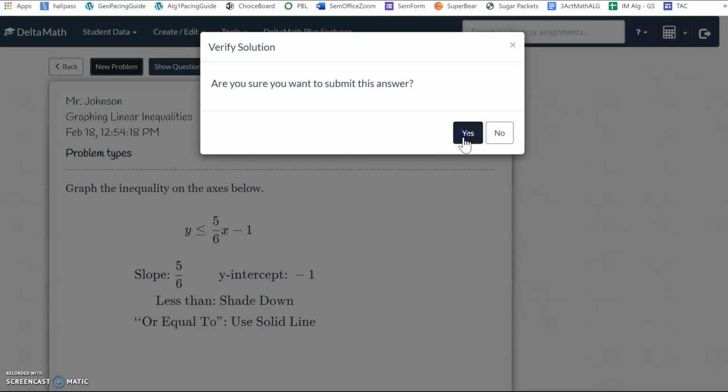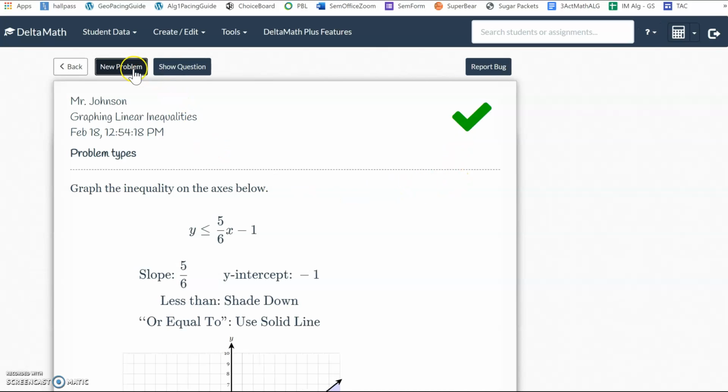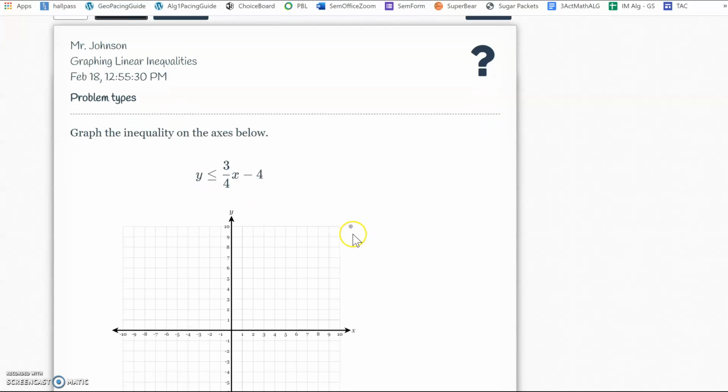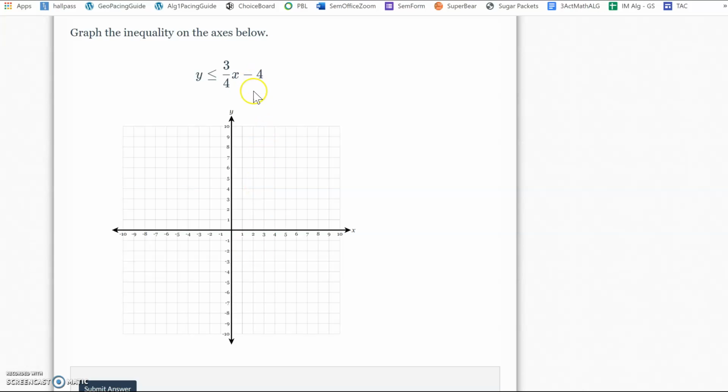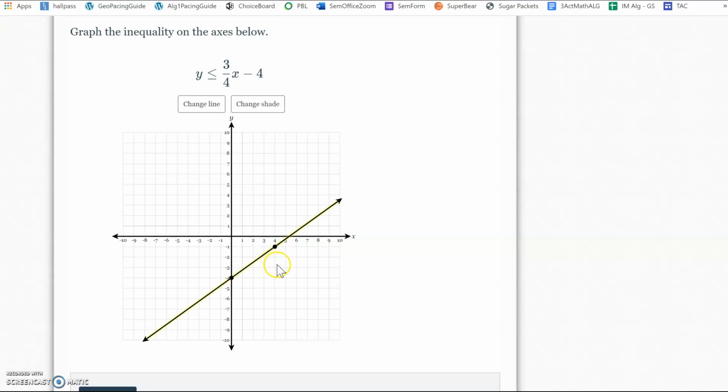All right, let's try another one. So this one's very similar. I'll do this one quickly. My y-intercept's at negative 4. My slope is up 3, 1, 2, 3, over 4, 1, 2, 3, 4. Okay. And this one should include the line, so I'm going to leave it solid. And I want everything below it since it's a less than.